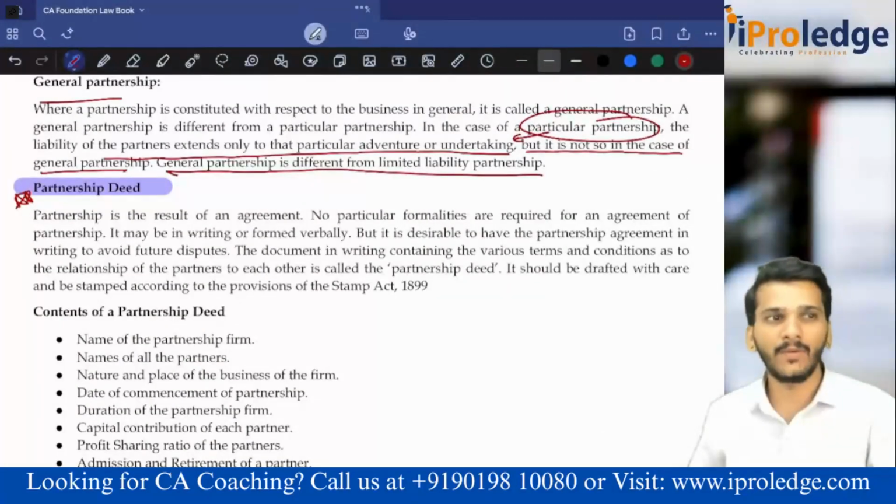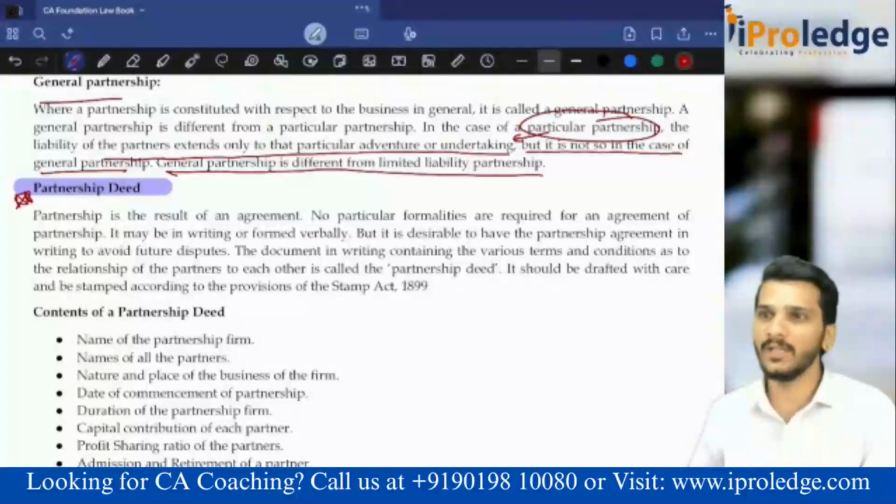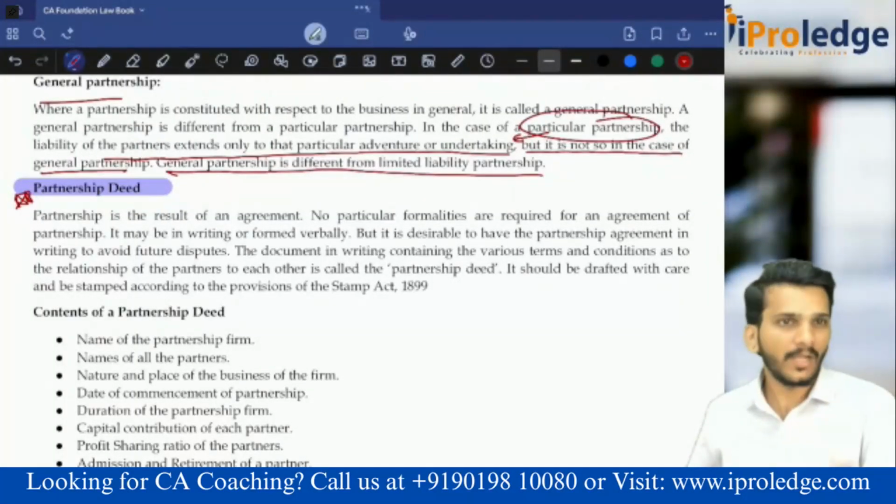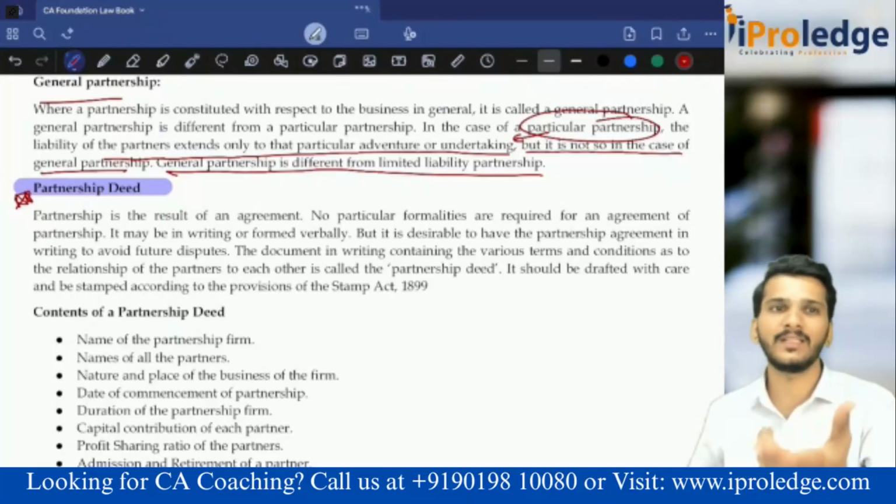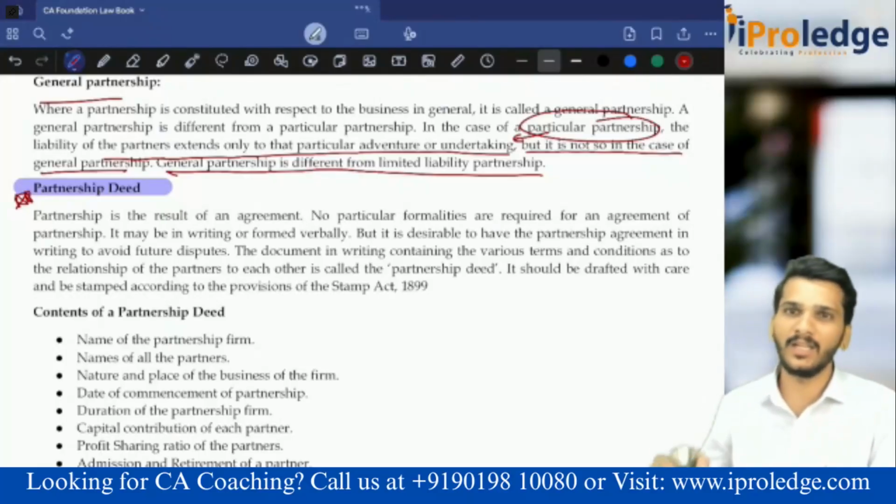If there is nothing in this agreement, then we will go with the equal basis. If the profit sharing ratio is not mentioned, equal share. If the contribution share is not mentioned, equal share. If interest is not mentioned, then there is 6% interest. Some things are there here.